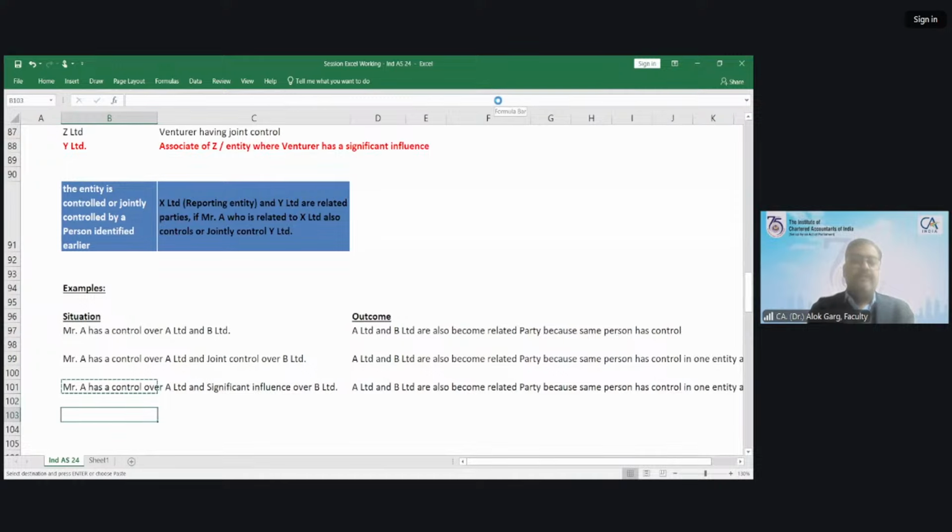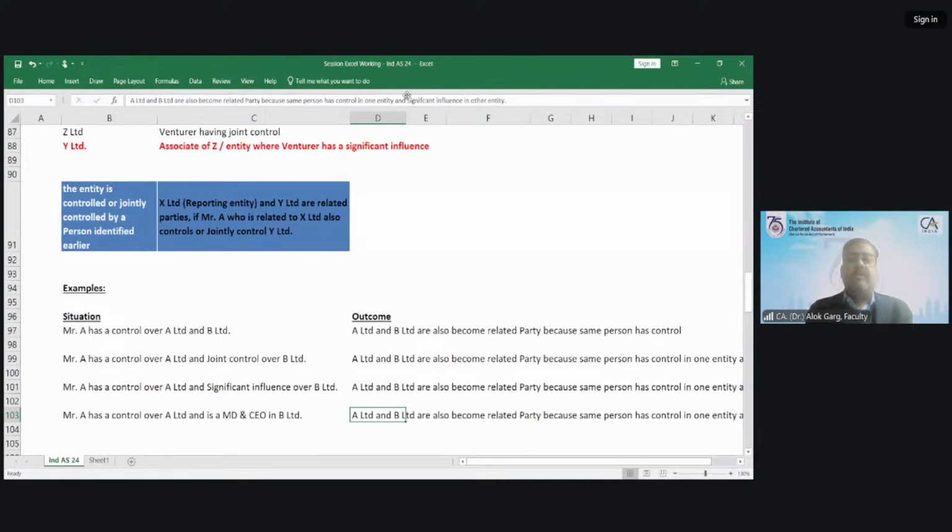Mr. A has control over A Limited and is an MD and CEO in B Limited, right? So A Limited and B Limited also become related parties because the same person has control in one entity and is a KMP in the other entity, right?